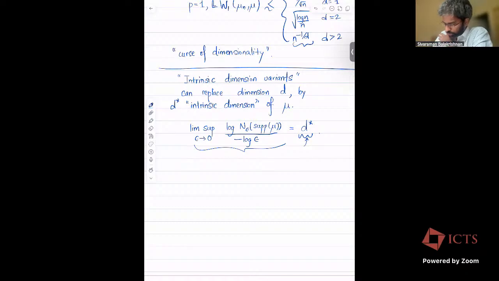Let me pause again and see if there are questions. The basic takeaway is just, if your measure is supported on a lower dimensional set, then you will get faster rates of convergence, and the empirical measure will adapt to this. So if the support is a manifold with some dimension d star, will this particular number also be d star? As long as your manifold has some sort of bounded curvature, like it can't be a space filling curve, but yes, under some conditions, this notion will match that. Yeah, thank you.